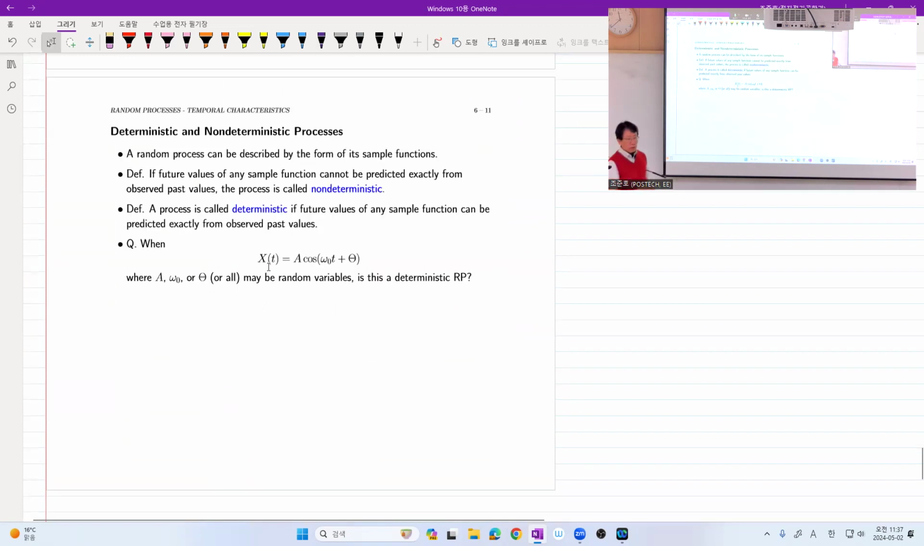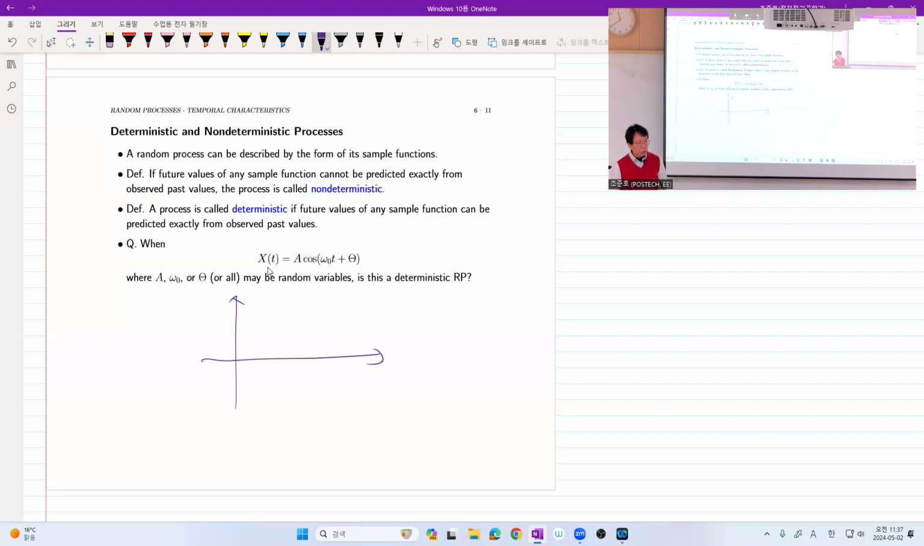Now, this is the last topic of section one, and here goes another classification. There are two types of random processes: those that could be predicted from the past values, past realization, and those that cannot be. Of course, there are many random processes in the middle. But according to this definition, deterministic random process, okay? It's different from degenerate random process. A degenerate random process, I mean, is a deterministic signal, okay?